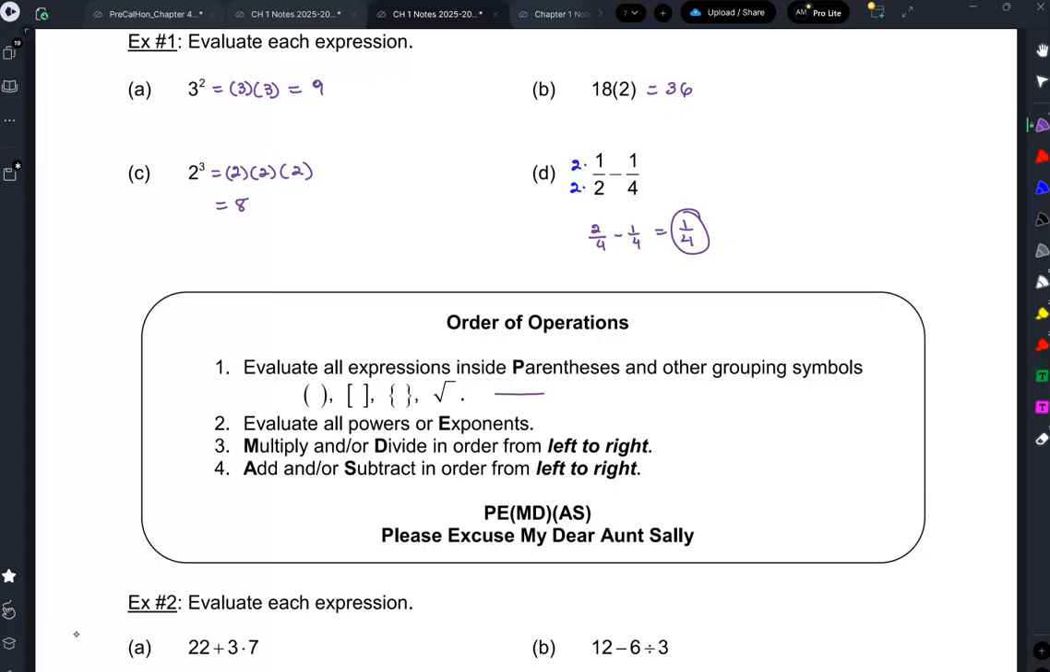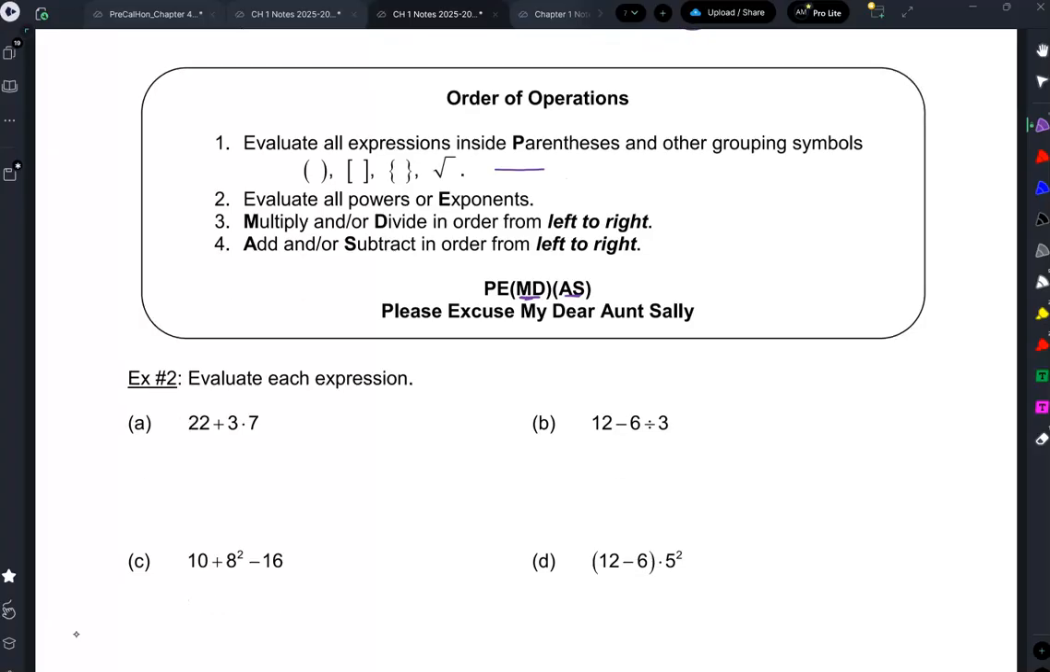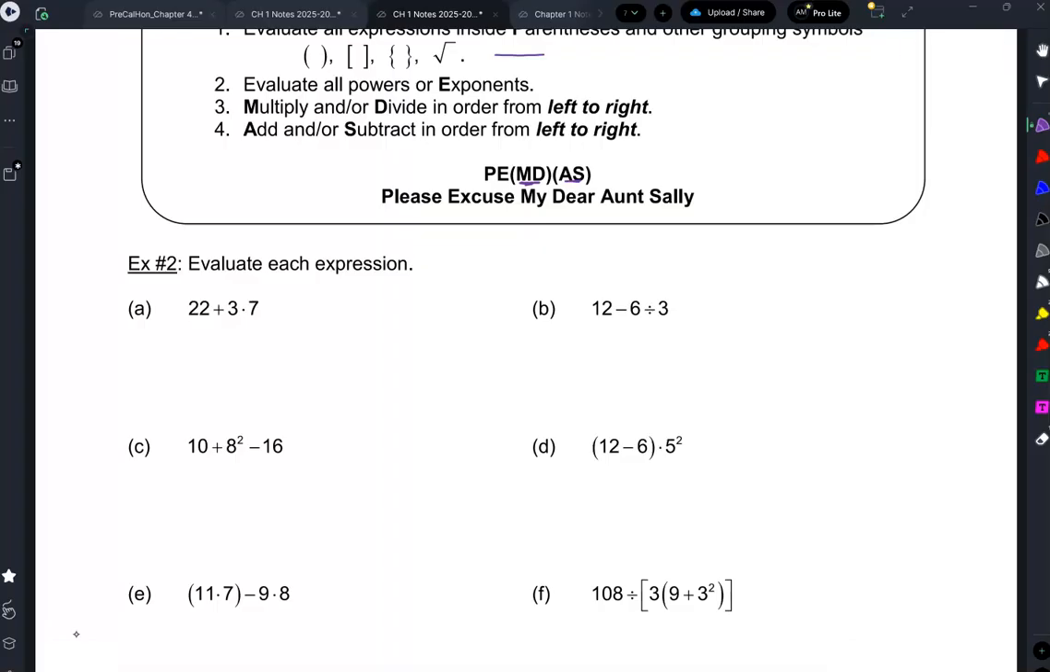Then you do the exponents. After that, multiply and divide from left to right, and then add and subtract from left to right, right? And you probably heard the acronym PEMDAS, right? Yes? So look at this one. So it's parentheses, exponents, then multiply and divide together in one shot, add and subtract together in one shot. Okay? Okay. So here, what am I going to do first?